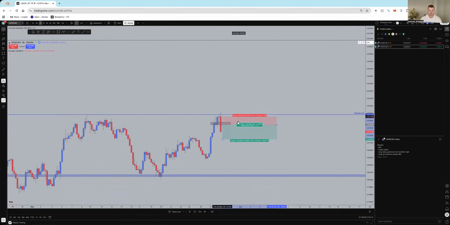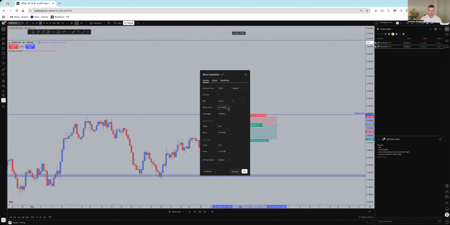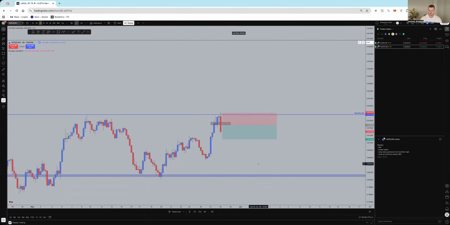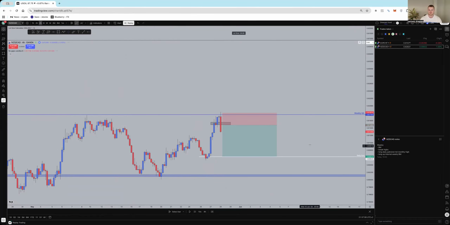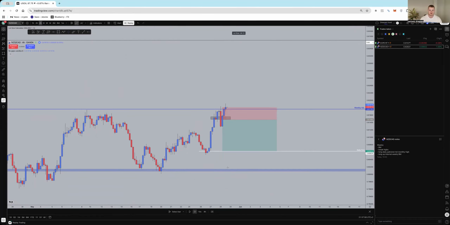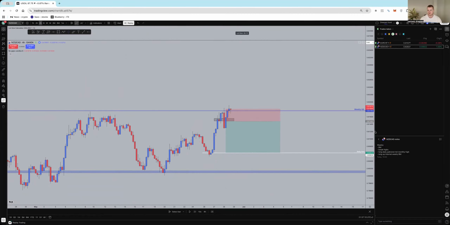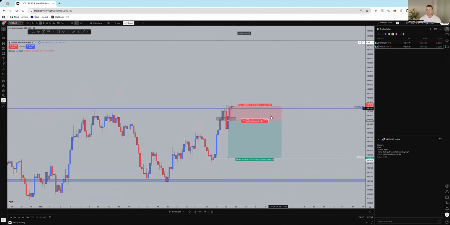So I marked out my zone, entry, stop loss, rounded it off, 30, up until this zone, my daily TP, daily first, and here took a minus 1. Nonetheless, very good setup, very good trade.